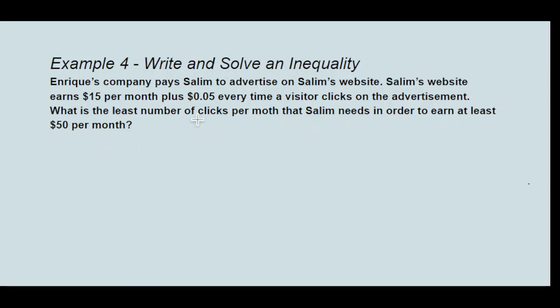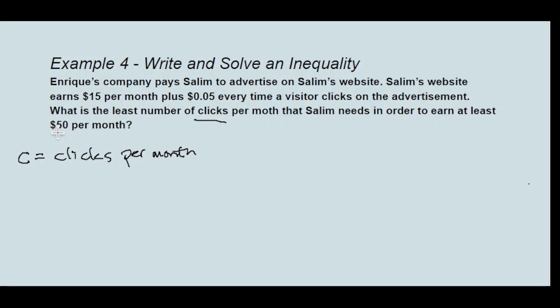So here's what we know. They're asking us to find clicks, so there's your variable. Our variable is going to be C, and we'll say clicks per month. That's what we want to find out, and we have to use the information they're giving us to set this up.